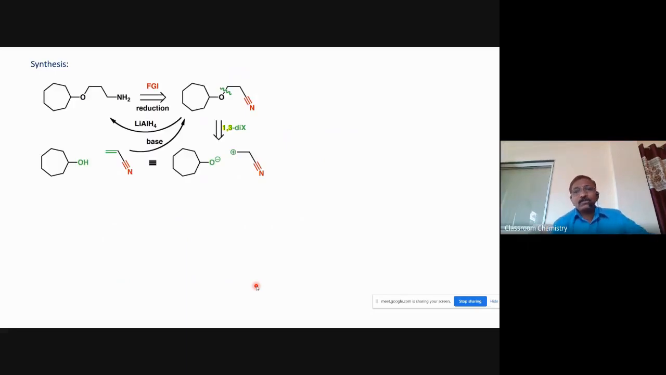In this case, how the synthesis is carried out, we have to take such kind of cycloheptyl alcohol, and we can carry out such kind of reaction. In presence of base, it undergoes Michael addition. And once we obtain it, it undergoes reduction, and simply we can get such kind of molecule very easily.